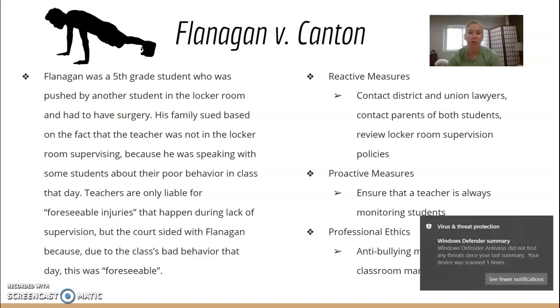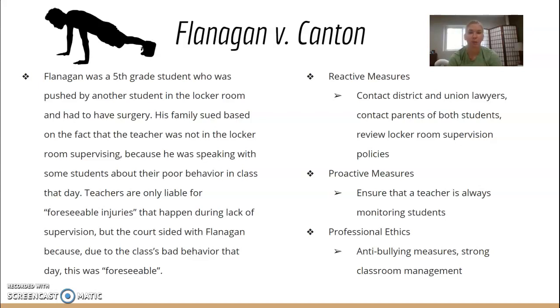The court sided with Flanagan because due to the class's bad behavior, the boys acting out in the locker room should have been foreseeable. Teachers are only liable for foreseeable injuries, and so usually this would be unforeseeable. Because of the class's behavior, it was foreseeable. Reactive measures, I would contact the district and union lawyers, contact the parents of both students, both the one that pushed the student and Flanagan's parents, review locker room supervision policies.